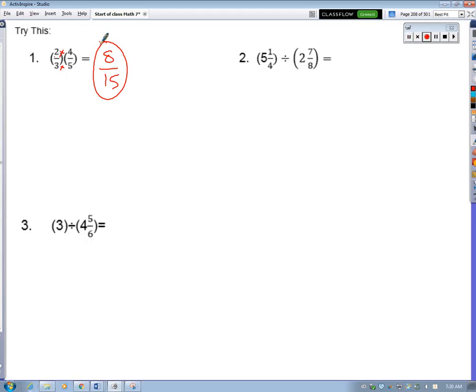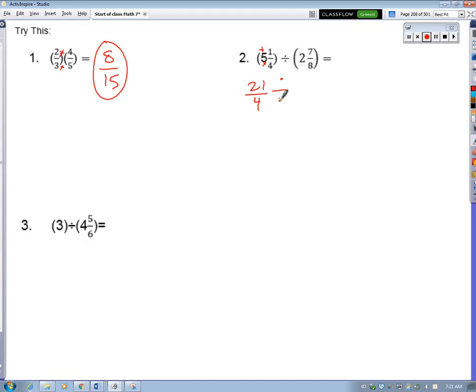All right, problem number 2, a little more complicated. We've got 5 and 1/4 divided by 2 and 7/8. All right, so first let's put these into improper fractions. So we've got 4 times 5. 4 times 5 equals 20. Plus 1 is 21. So 21 over 4 divided by 2 and 7/8.